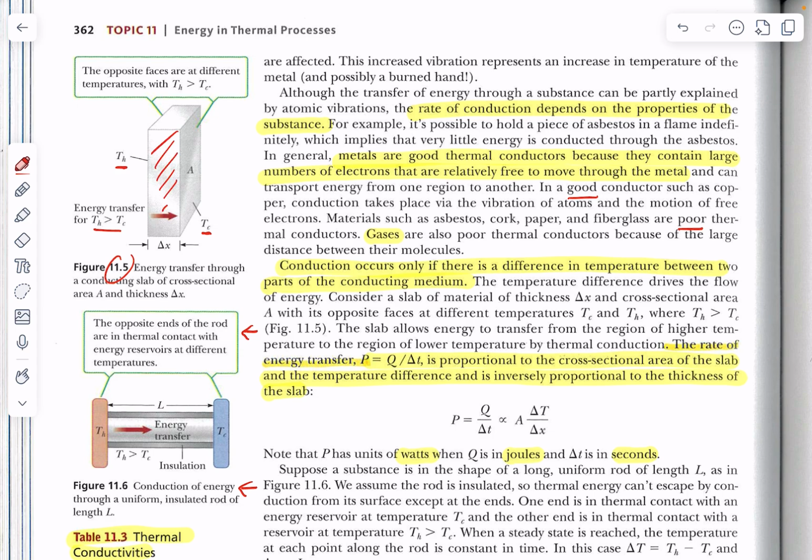it might be a material through which the heat can transfer very quickly and efficiently. In other words, it could be a good thermal conductor, or it might be a material that is very poor, that doesn't allow the heat to transfer very well, such as, and here's a listing of them: asbestos, cork, paper, fiberglass. Gases are very poor thermal conductors, and so forth.